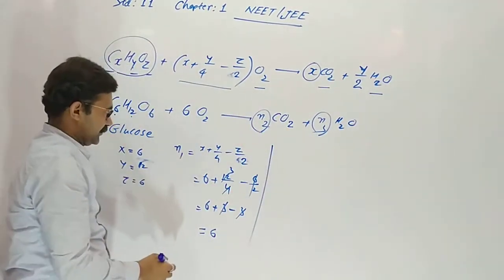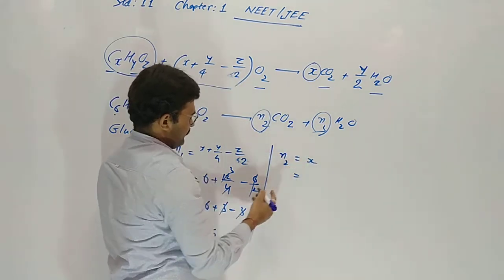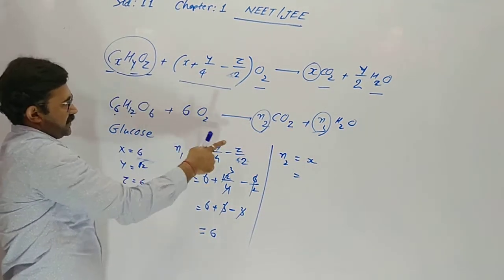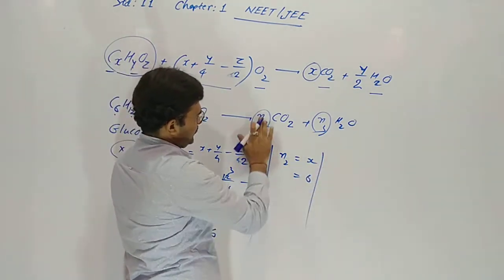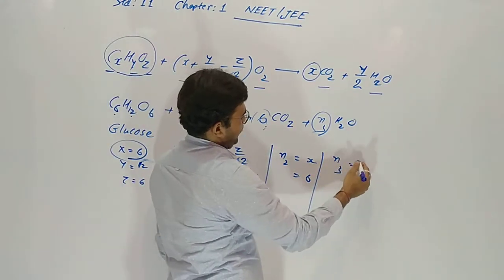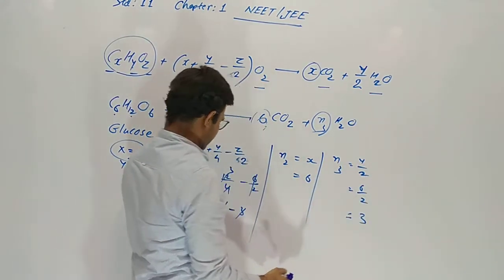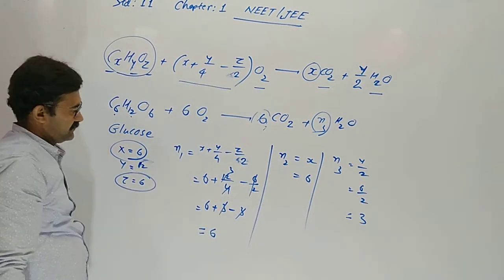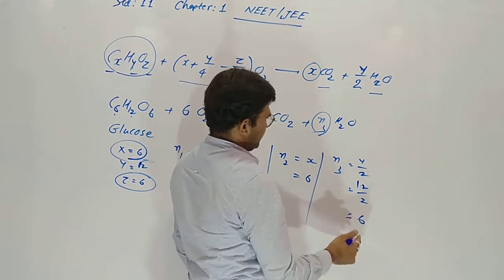What about N2? N2 is x directly. N2 equal to x. So x is 6, so here will be 6. And N3 is y by 2. Sorry, y is equal to 12. 12 by 2 means 6.